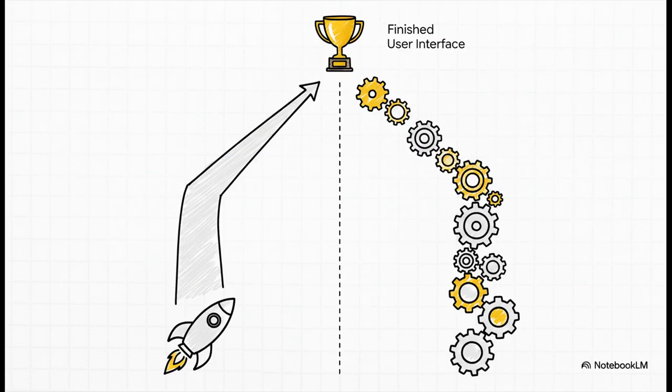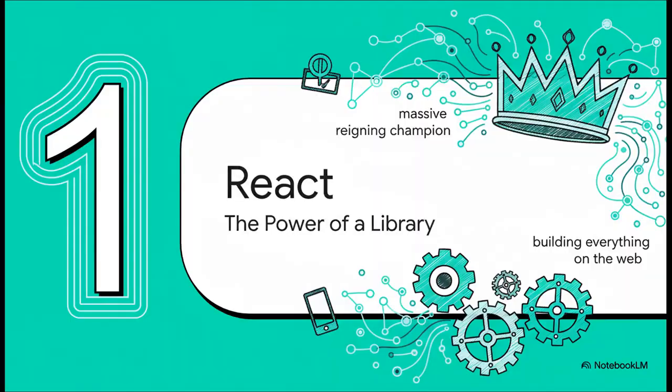You see, both React and Svelte are trying to accomplish the exact same thing: build fast, modern, and interactive user interfaces. But how they get there couldn't be more different. And those differences have huge consequences for performance, for the developer experience, and even for how you build your team. All right, let's start with the reigning champion, the 800-pound gorilla in the room, React.